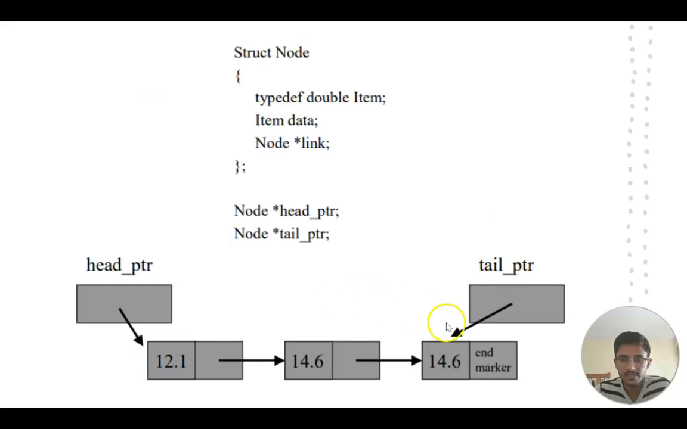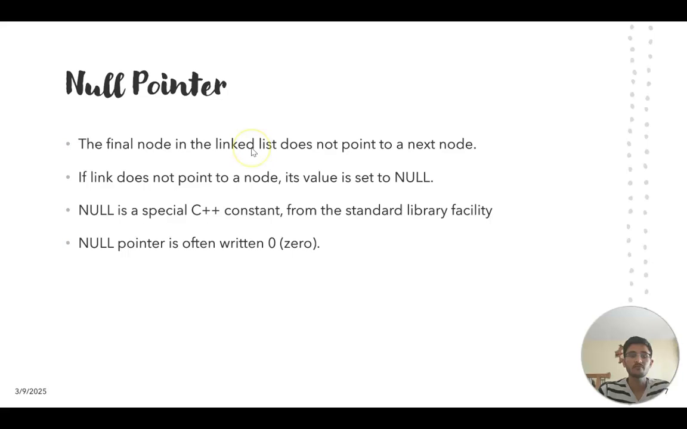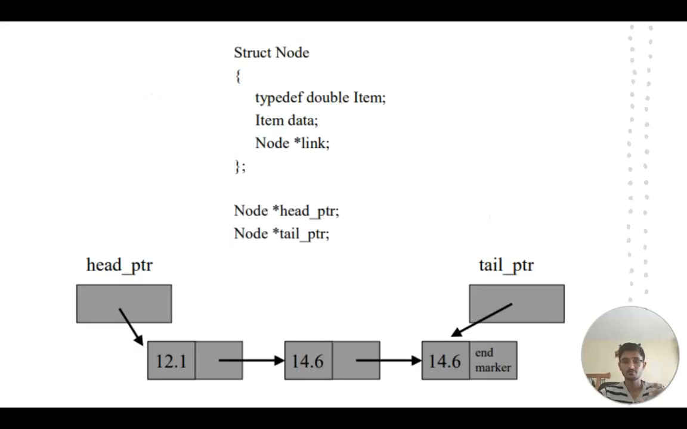Okay, now as you can see over here, the 14.6 is not pointing to anything, right? It doesn't have anything after it. So that's when the final node in the linked list does not point to the next node. If the link does not point to a node, its value is set to null. So null is a special C++ constant from the standard library facility. The null pointer is often written 0. Okay?